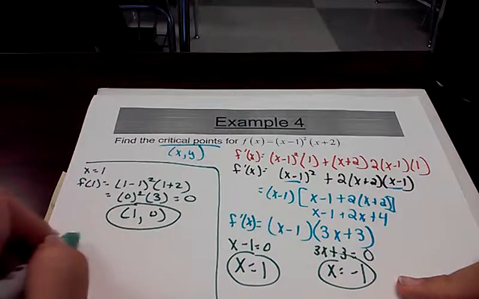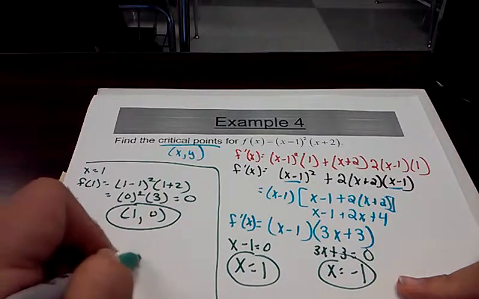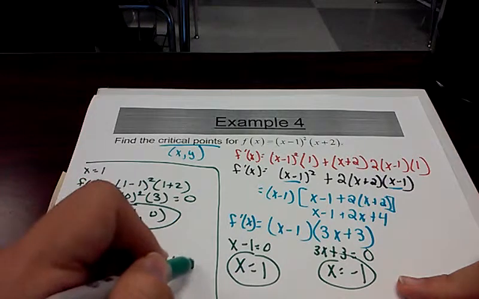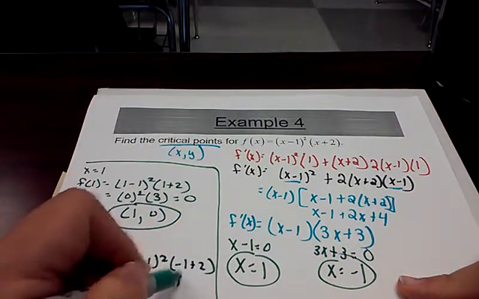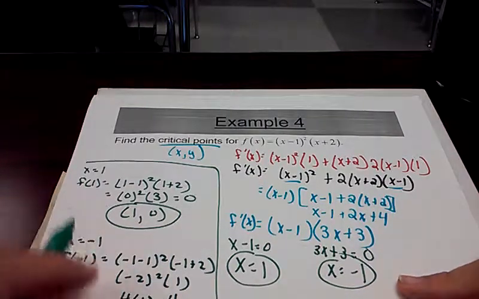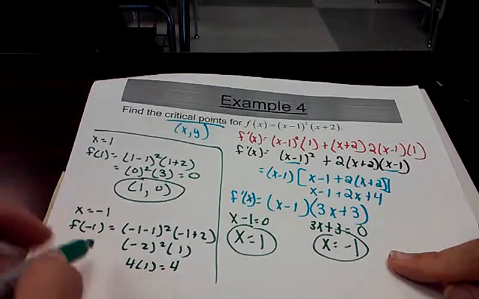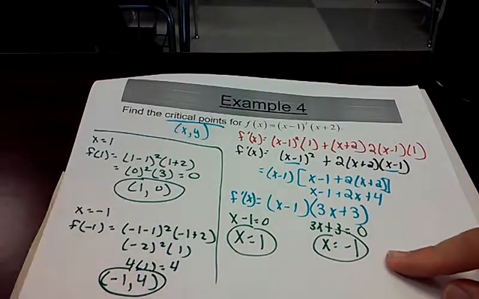My second critical point, so where is it? Negative 1. I'm going to have (negative 1 minus 1) squared times (negative 1 plus 2). That'll be negative 2 squared, and that'll be 1. So that'll be 4 times 1, so that'll be 4. So the other critical point is at (negative 1, 4). And so those would be my two critical points.